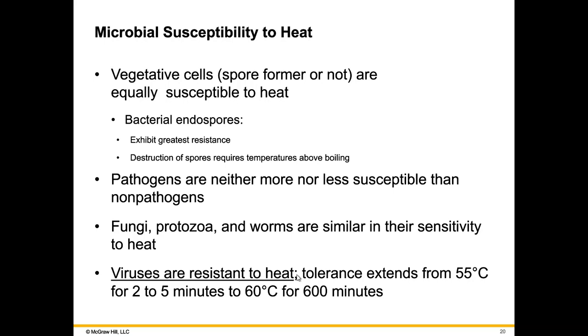Pathogens are neither more nor less susceptible than non-pathogens. So basically, bacteria that don't make us sick are just as susceptible as ones that do. Fungi, protozoa, and worms are similar in their susceptibility to heat, and viruses are pretty resistant to heat. Their tolerance extends from 55 degrees Celsius for 2 to 5 minutes to 60 degrees Celsius for 600 minutes. So they're pretty resistant comparatively to other things to heat.